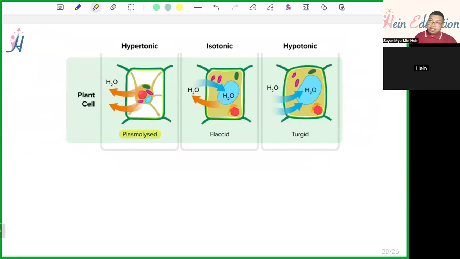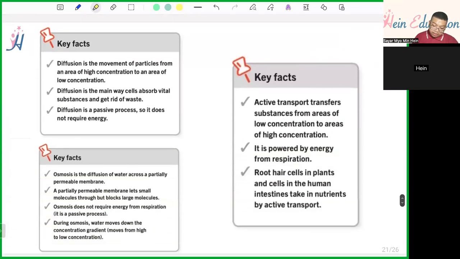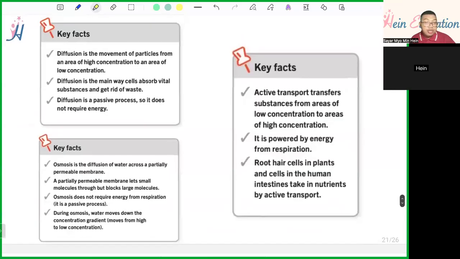So this would be the end of the video about explaining diffusion, active transport, and osmosis. So these are the key facts or the summary of diffusion, osmosis, and active transport. My suggestion to study these concepts is to make sure you understand these three concepts carefully, because I can guarantee that you will encounter these three concepts again and again in future videos and also future lessons in every part of biology, right? So again, diffusion, osmosis, active transport.